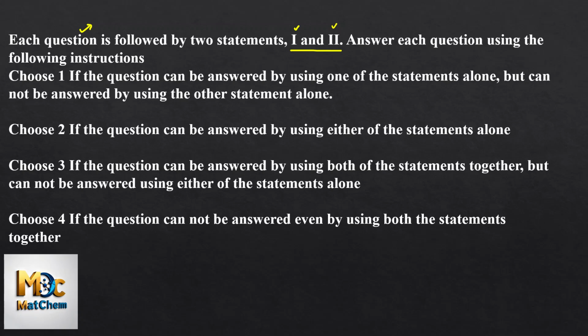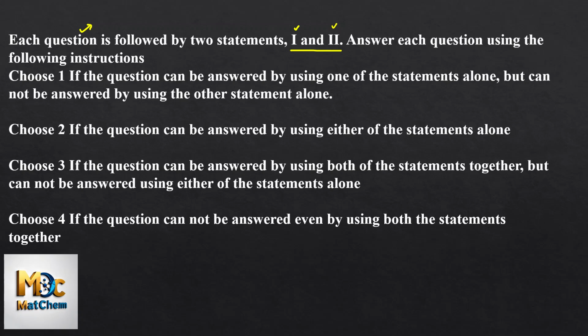First, if the question can be answered by using one of the statements alone, that is, by statement one alone but cannot be answered by the other statement, or by statement two alone but cannot be answered by statement one alone. Second, if the question can be answered by either of the statements alone, that means you can answer it by statement one alone and you can answer it by statement two alone.